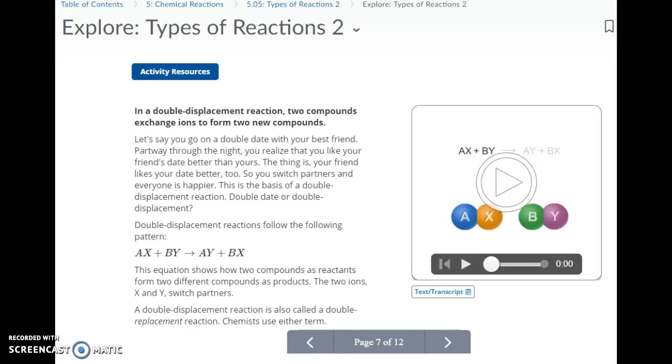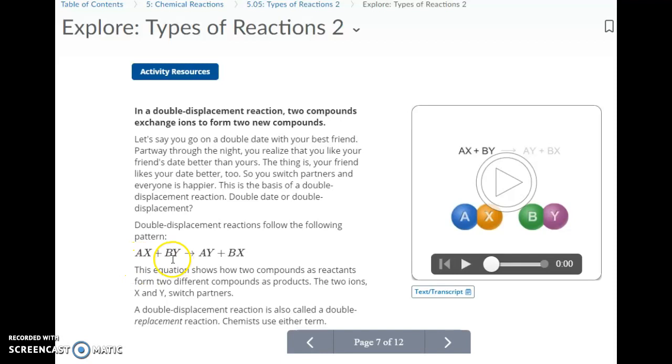Double displacement reactions follow the following pattern. AX plus BY yields AY plus BX. Obviously, you can use any letters you want. They use the X and the Y because they're at the end of the alphabet to help you remember to keep them at the end of the compound. So A was with X, now A is with Y. BY becomes BX. Why do the A and the B's have to be written first?